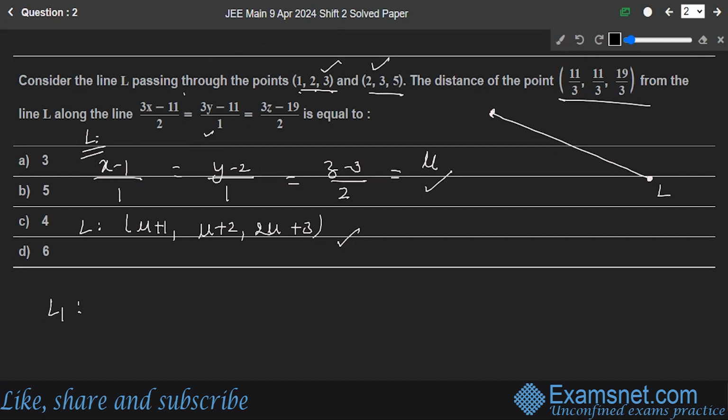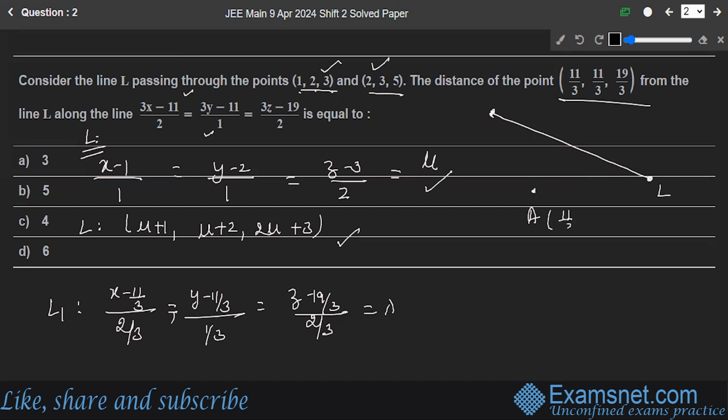So I'm rewriting this equation so as to make the coefficient of x equal to 1. So this will be given by (x minus 11 upon 3) divided by 2 upon 3, (y minus 11 upon 3) divided by 1 upon 3, and (z minus 19 upon 3) divided by 2 upon 3. Let's say this is equal to some lambda. And this is your point.